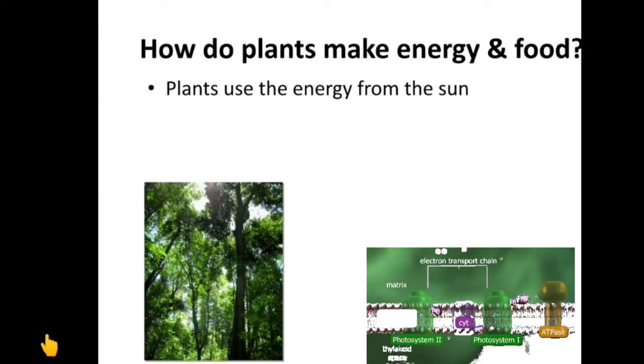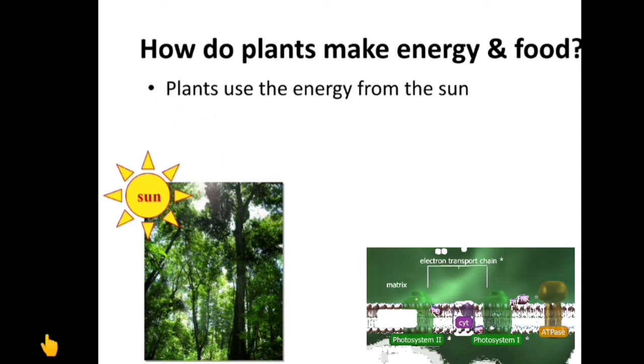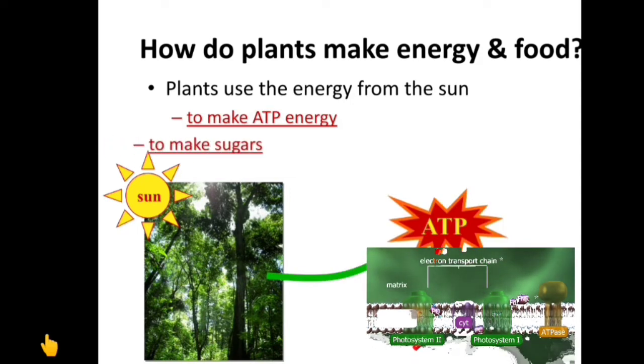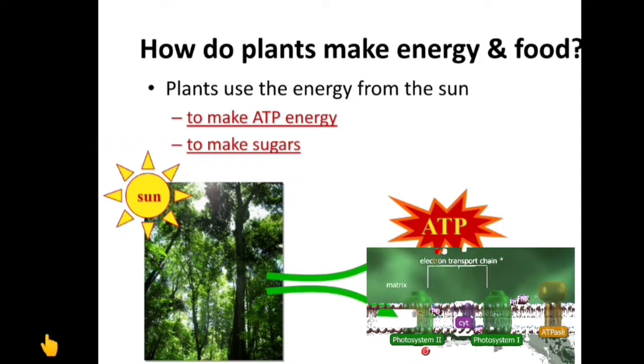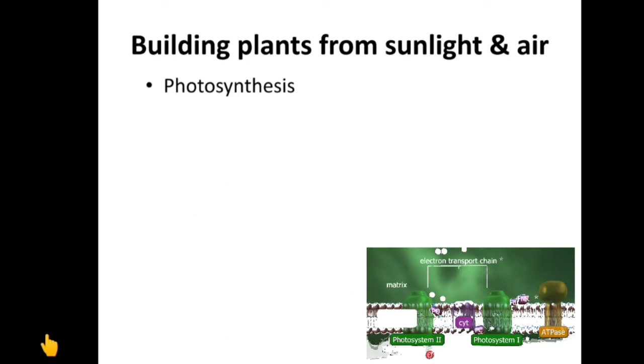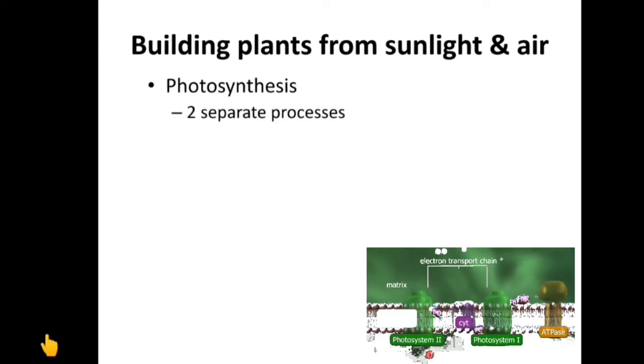Here, plants use the energy from the sun to make ATP energy, to make sugars: glucose, sucrose, cellulose, starch and more. So, building plants from sunlight and air: photosynthesis.